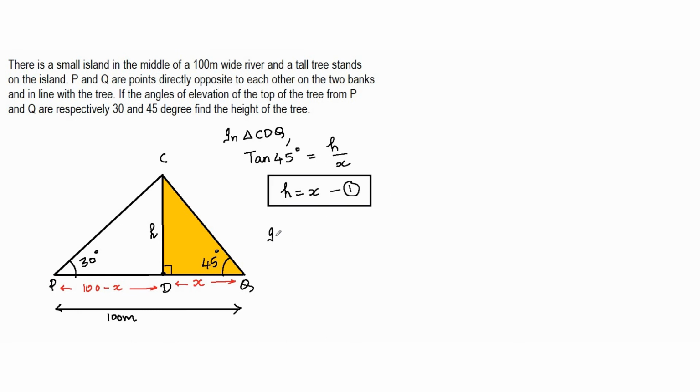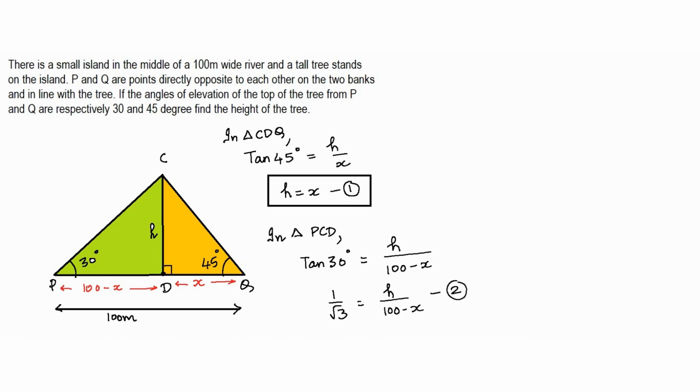The other triangle that can help me is triangle PCD. So let us take the other triangle as well. So in this particular triangle, I can again use a trigonometric ratio which joins the opposite with the adjacent. So I can say tan 30 is therefore equal to h upon 100 minus x, and tan 30 is 1 upon root 3, and that equals h upon 100 minus x. This is my second equation now.